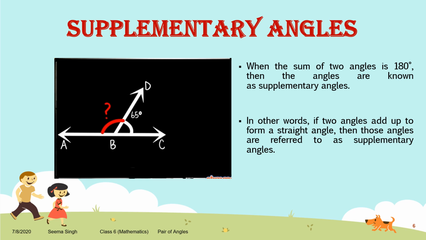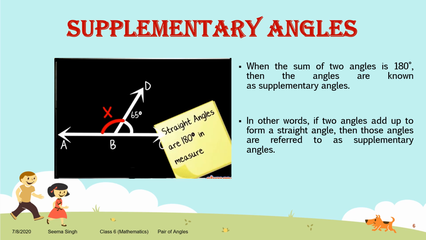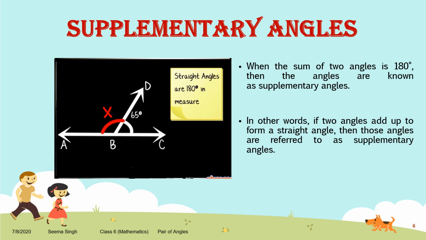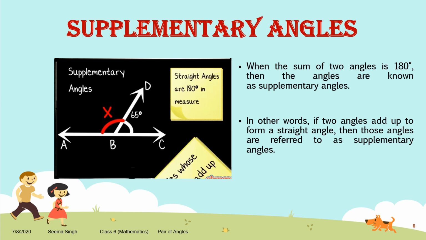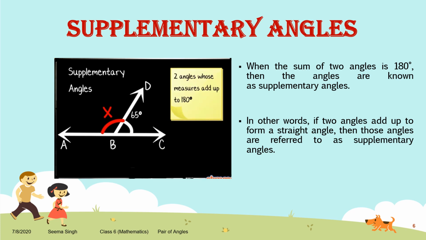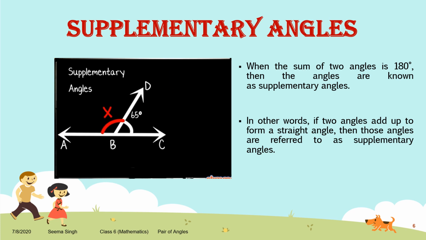So now, after looking at the complementary angles, let us understand the supplementary angles. When the sum of two angles is 180°, then the angles are known as supplementary angles. In other words, if two angles add up to form a straight angle, that is 180°, then those angles are referred to as supplementary angles.